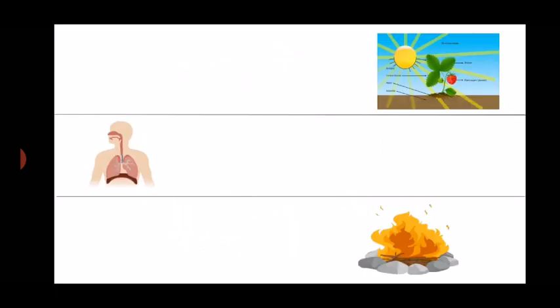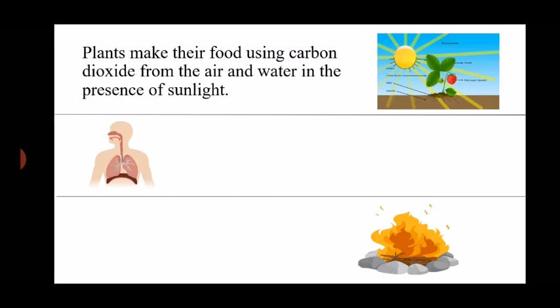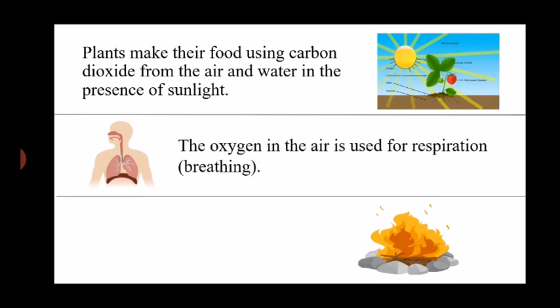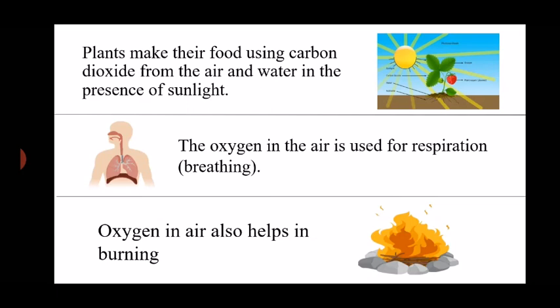Children, all the constituents of air are important for us. Plants make their food using air and water in the presence of sunlight. They take in carbon dioxide and give out oxygen. Children, oxygen in the air is used for respiration. That is, we breathe in oxygen and we breathe out carbon dioxide. And lastly, oxygen also helps in burning. But how? Let's do an experiment.